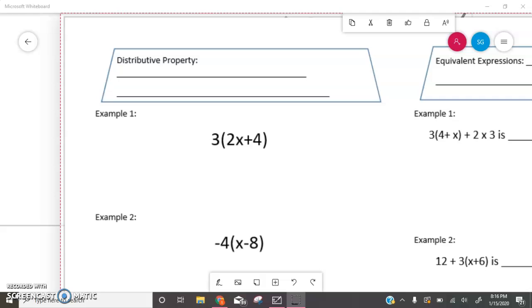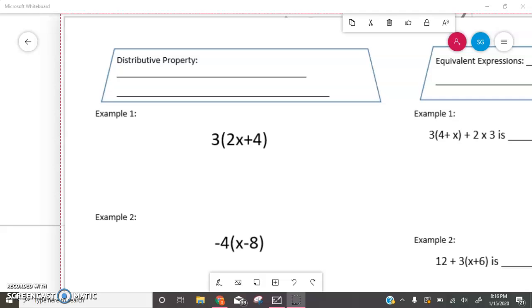Alrighty, so now we are moving on to distributive property. What do you think the word distributive means? Distributive kind of sounds like the word distribute, which means to pass out or give out to everyone. So that's something that you can think about when you are thinking about distribution.